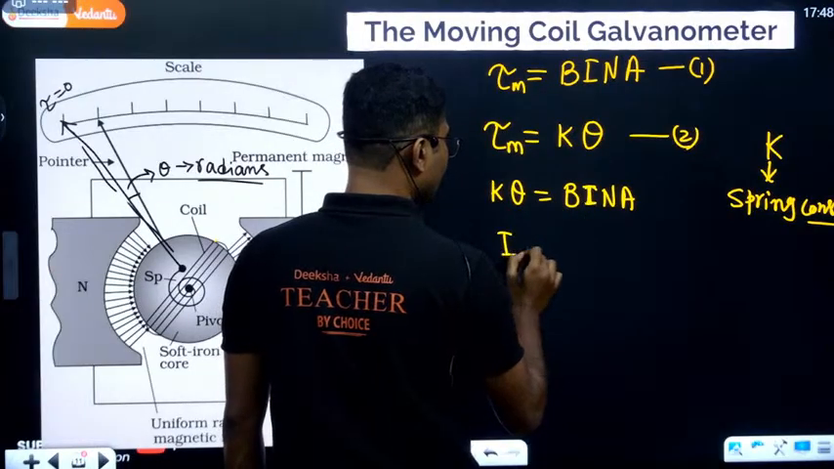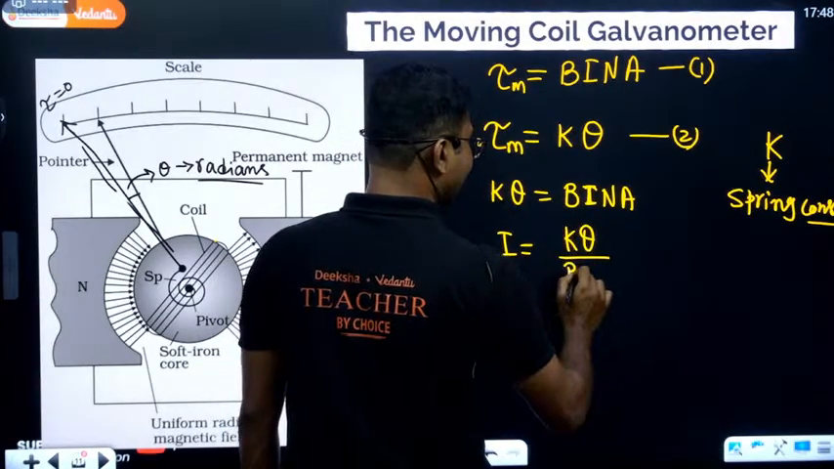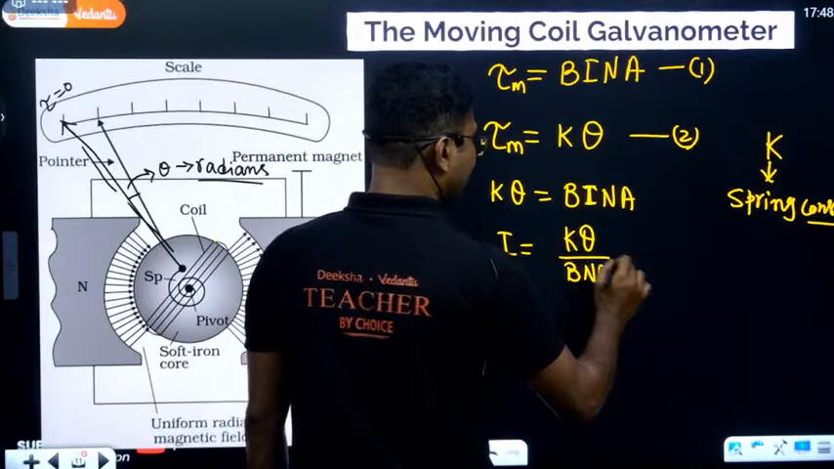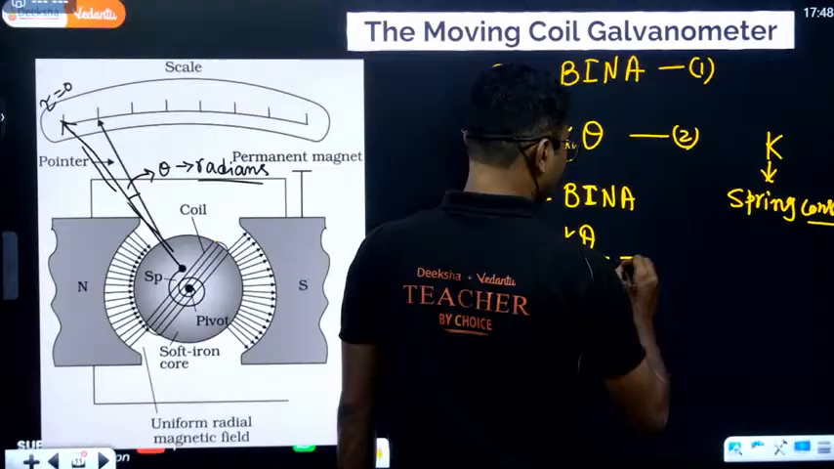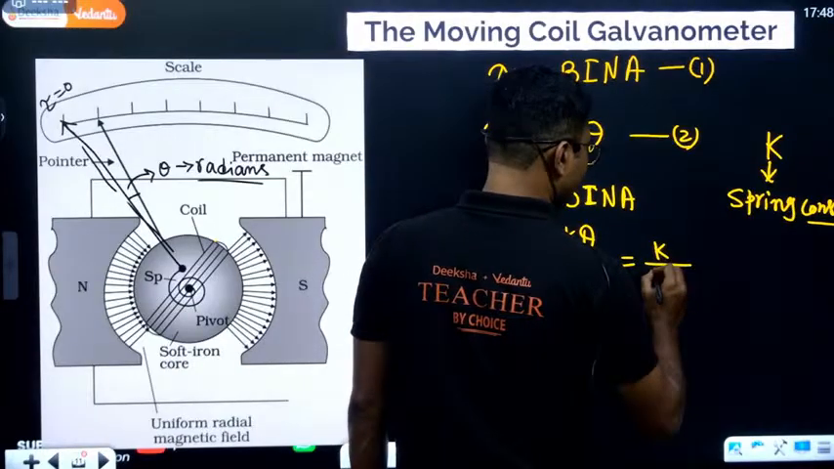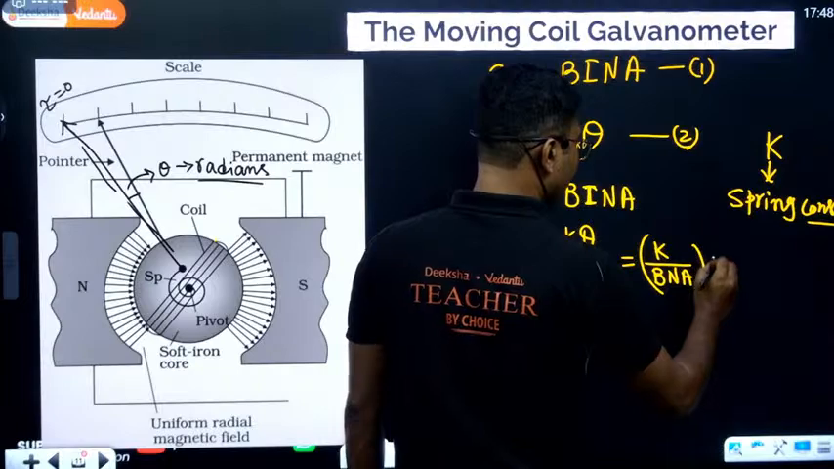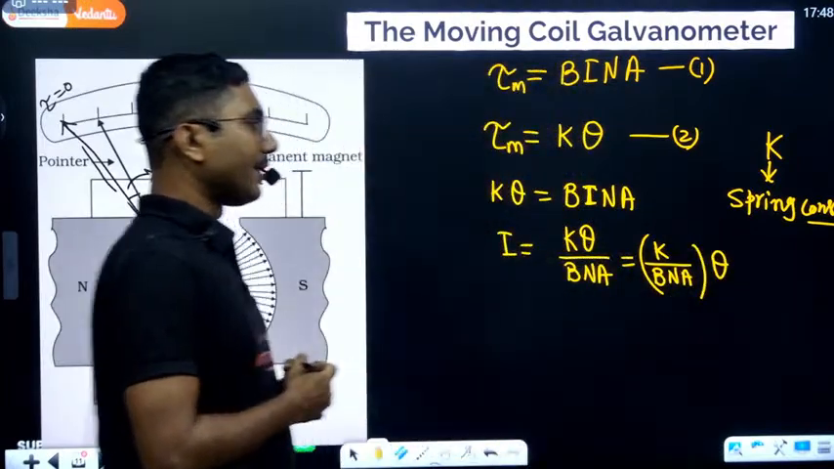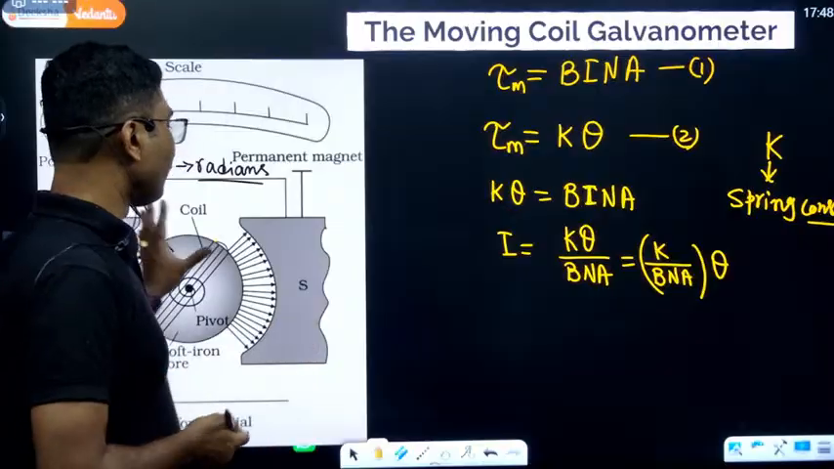So I equals K theta by B N A. K theta divided by B N A, or we can write K divided by B N A into theta. So this is the current that is flowing in this galvanometer.